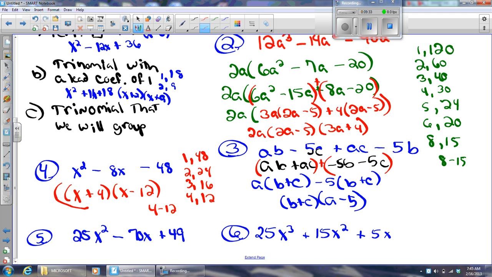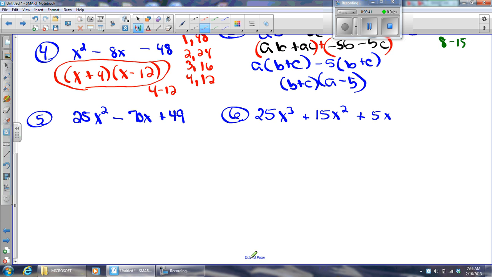I would not do those by turning it into a polynomial with 4 terms and then grouping it. It's so much extra work to do that. All right, let's take a look at number 5. It's a trinomial. I'm going to check for perfect squares. I got a 5x for a square root, and I've got a 7. If I multiply them, I get 35x, and if I double that, I get 70. I have a perfect square trinomial.